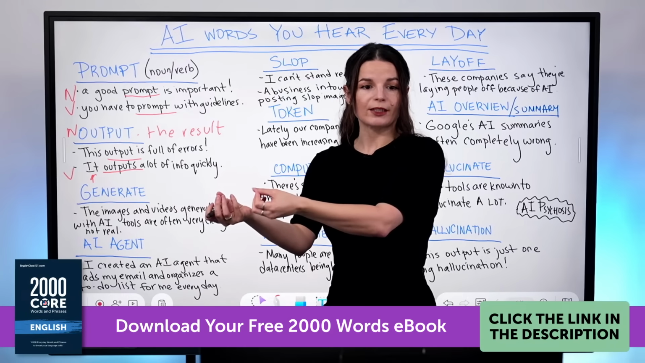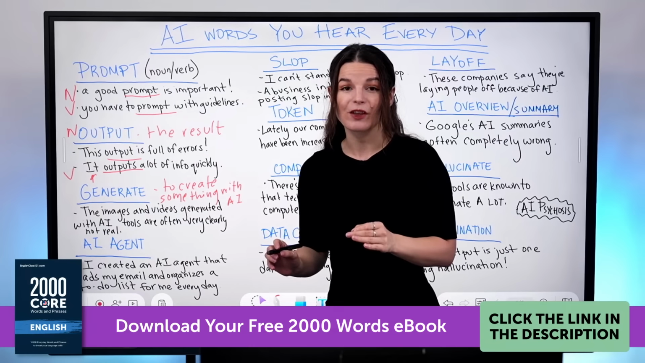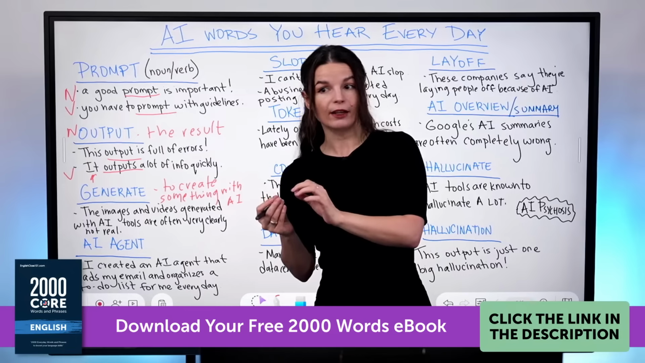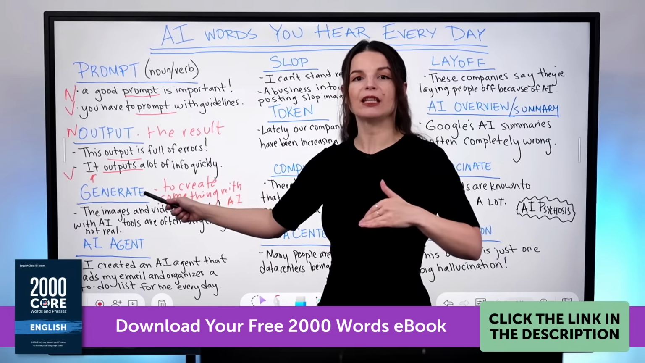All right, let's continue then to generate. Generate is very closely connected to output, okay? So generate means to create something, okay? But specifically with AI, like for today, to create something with AI, okay? For example, a picture or a video, right? To create something with AI. So you can see in the news a lot these days, AI-generated art or AI-generated videos, right? When we say generate, that means created.